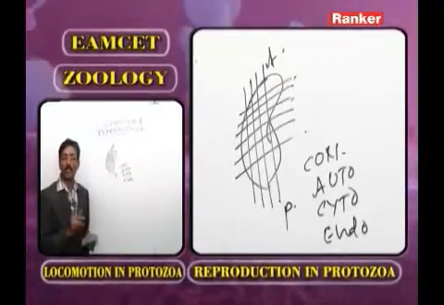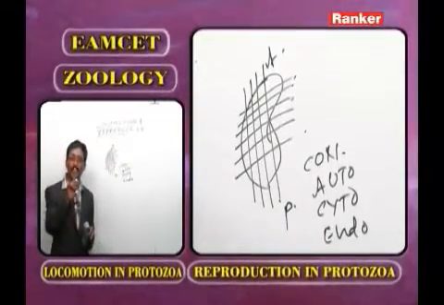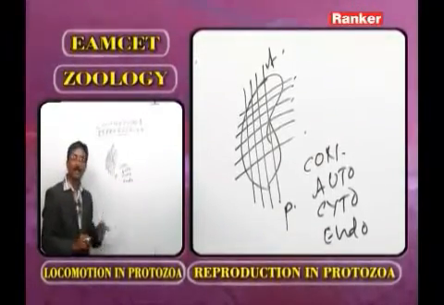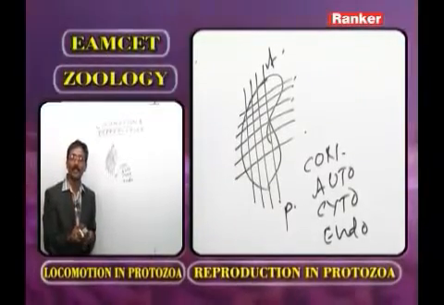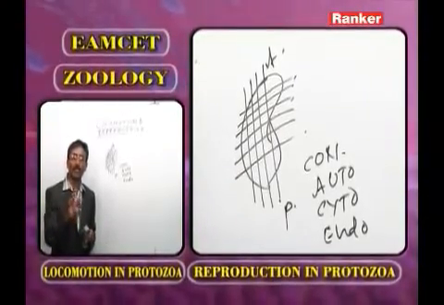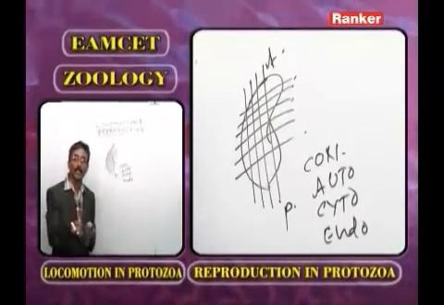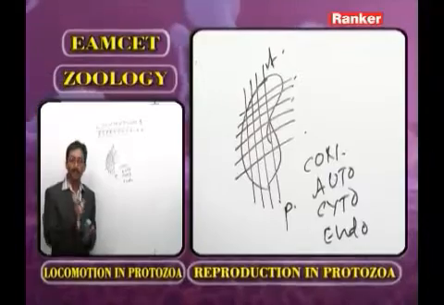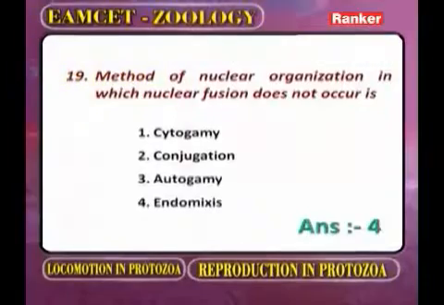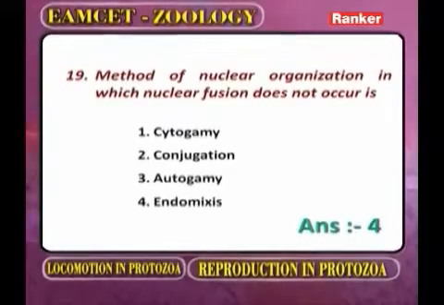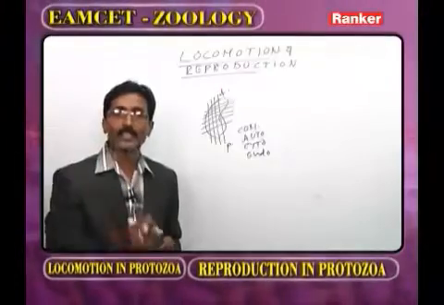In the conjugation, how many individuals participate? Two. In the autogamy, how many individuals participate? Only one. In the endomyxis also, how many individuals participate? One. As we observe the endomyxis, the macronucleus disappears. Such disappeared macronucleus is reorganized from the micronucleus. Now you have to identify the answer. Method of nuclear organization in which nuclear fusion does not occur because the macronucleus disappears.